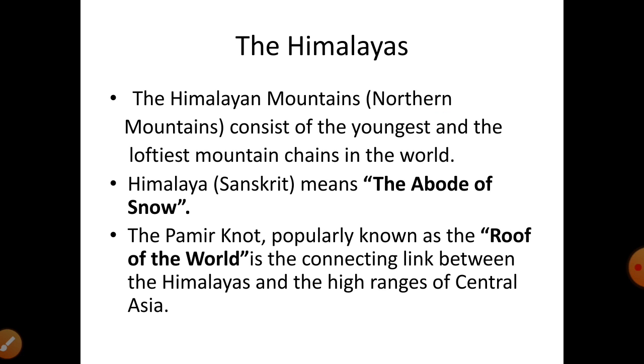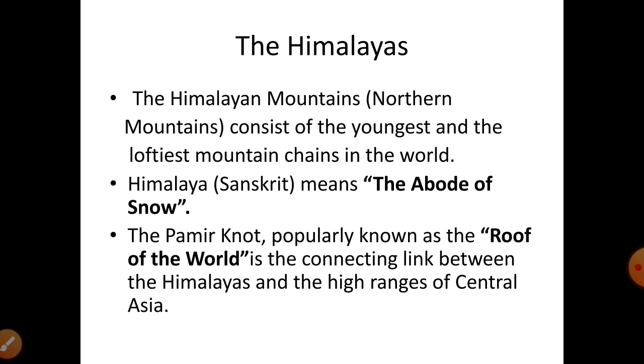The Himalayas. The Himalayan mountains are also called the Northern Mountains, which consist of the youngest and the loftiest mountain chain in the world. Why they are called youngest and loftiest: they were formed only a few million years ago, and they were formed because of the folding of the earth's crust due to tectonic activity. Himalayas is a Sanskrit word which means the abode of snow.